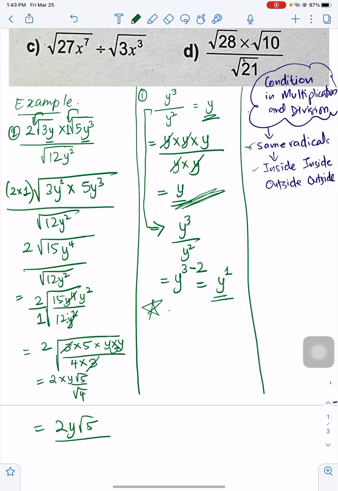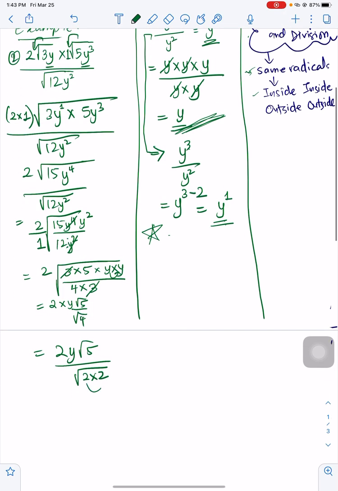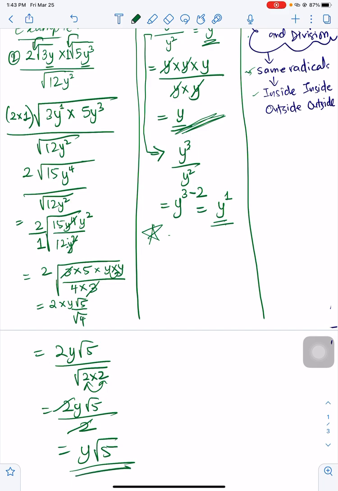Now you already know that root 4 is as good as writing 2 times 2, or you can directly get the answer, right? The square root of 4 is 2, so in the denominator you are left with 2, so the 2 gets cancelled, so finally your answer is y root of 5.